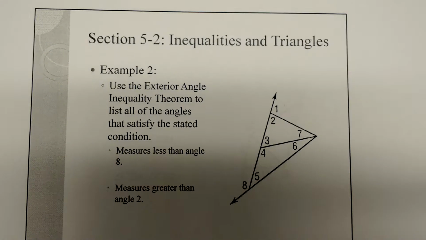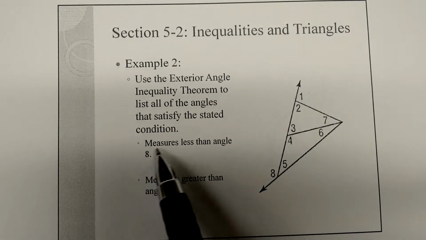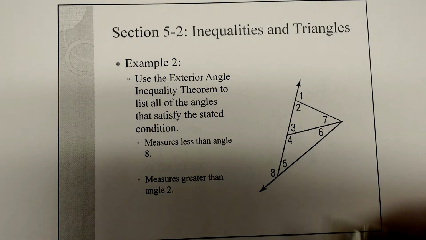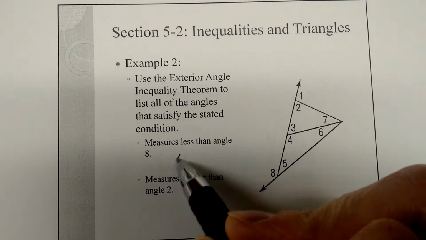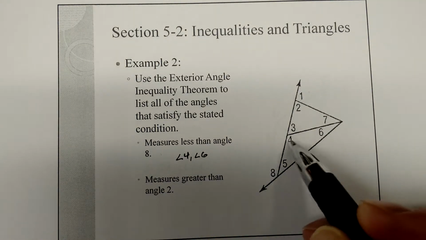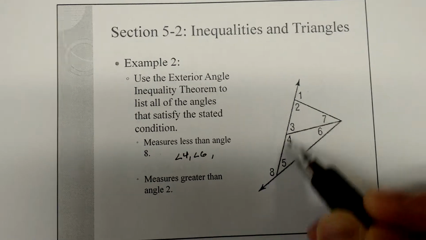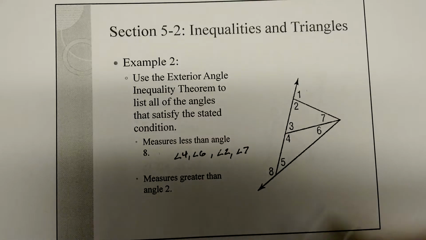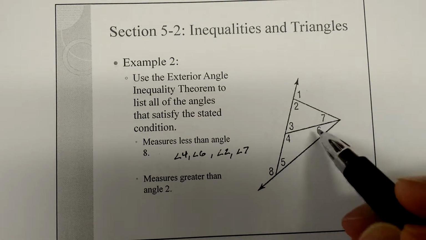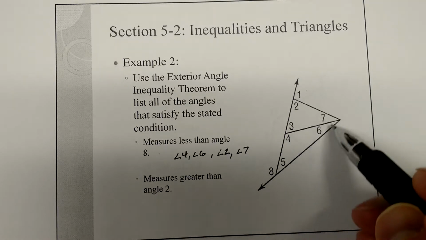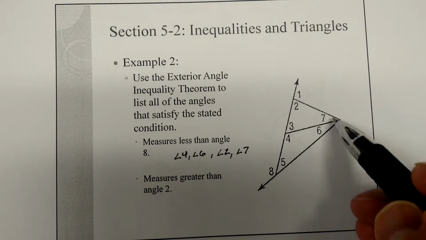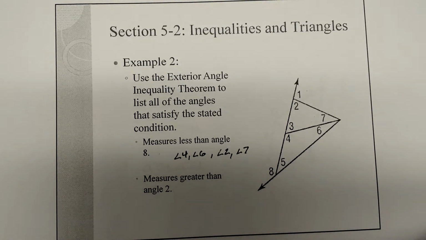So, example 2 here, we're going to use that to answer these questions. So, angles that have measures less than angle 8. So there's 8. So 8 is an exterior angle, which means any remote interior angles are less than it. So you have this triangle here, which means that angle 4 and angle 6 are both less than 8, as well as, if you look at the big triangle, angle 2 and angle 7. Now even though angle 7 isn't the full angle there, 6 and 7 together make up a single angle, and that angle is remote interior to 8, so it is less than it. So if 6 plus 7 is still less than 8, 7 is also less than 8.